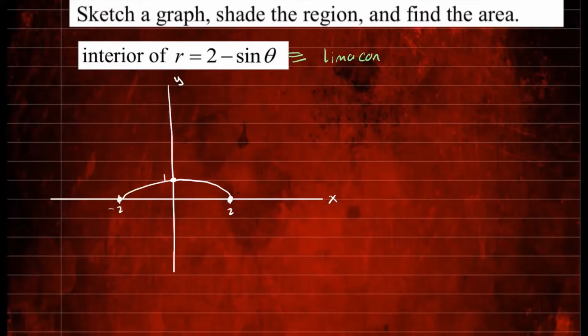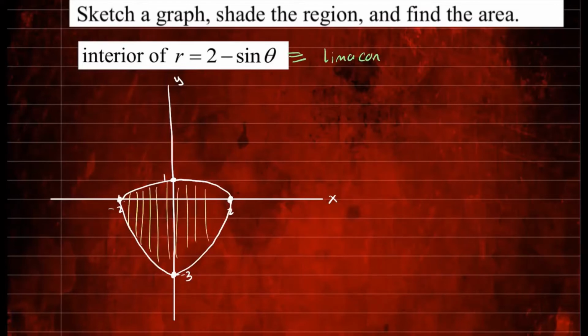And then when theta is 3 pi over 2 down here, our sine value is negative 1. So 2 minus negative 1, that's 3. So we're going to hit this point. And then when theta is 2 pi, sine of 2 pi is 0. So we're back to 2. Right, so that's the shape. And we are interested in finding the area inside this Limacon. So what is the area of this?